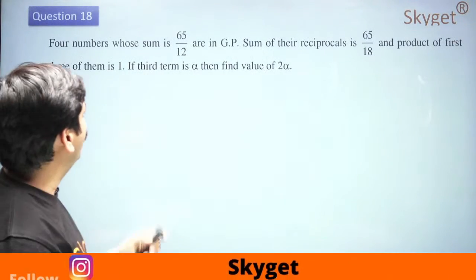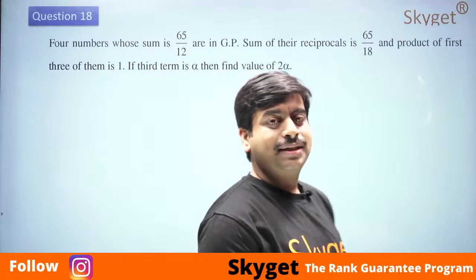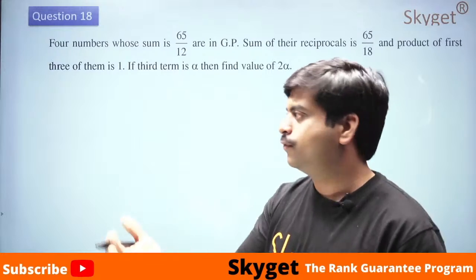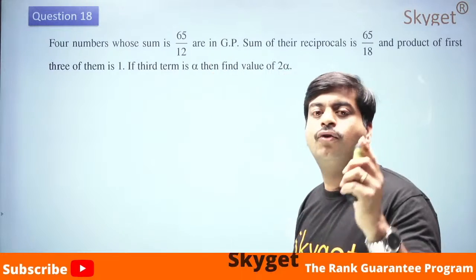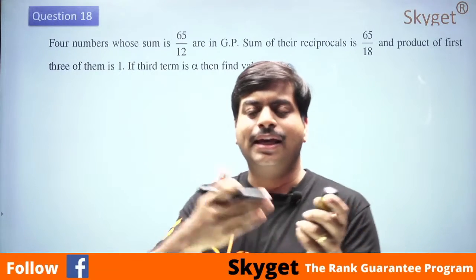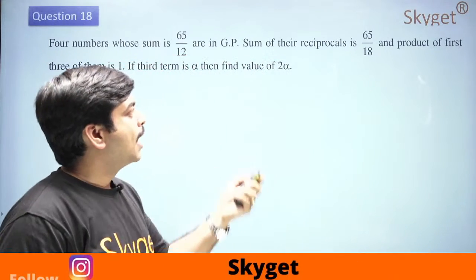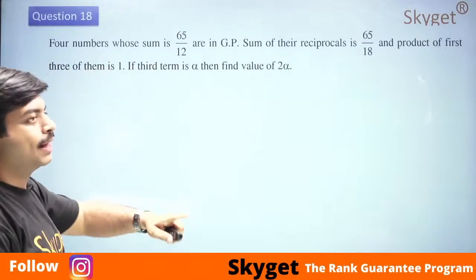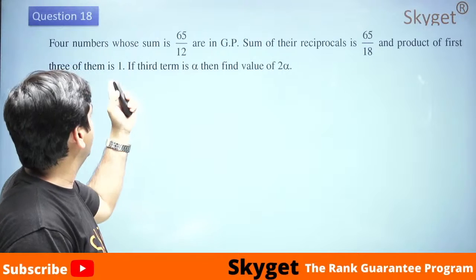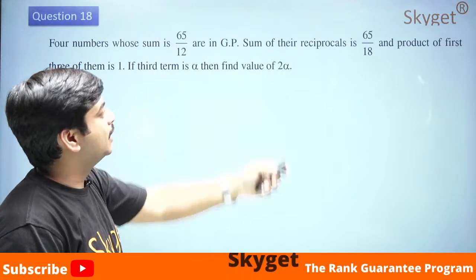Question number 18. Four numbers whose sum is given as 65 by 12. There are 4 numbers x1, x2, x3, x4. These 4 numbers are in GP, and the sum is given as 65 by 12. How will you take the GP? A, AR, AR square, AR cube. Correct. And the product of the first 3 of them is given as 1. The third term is alpha, then find the value of 2 alpha.